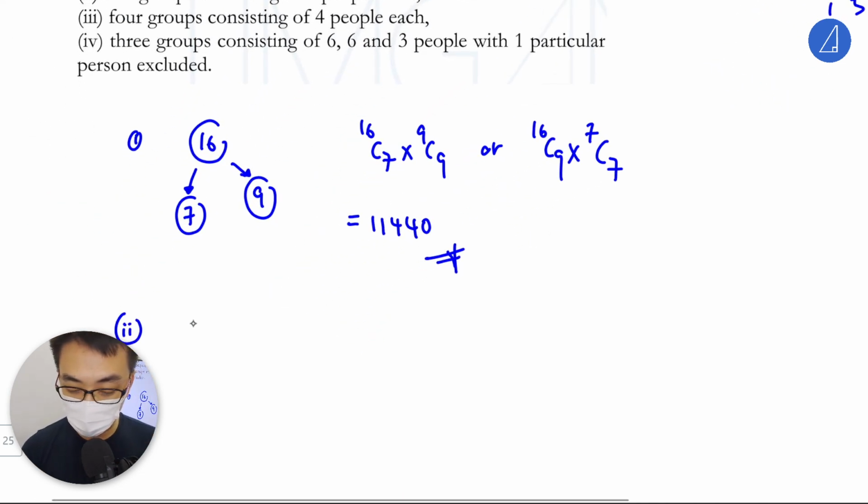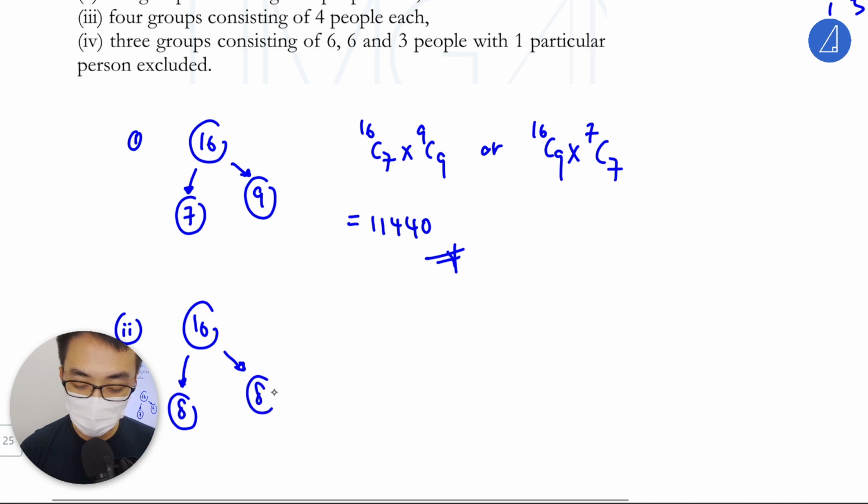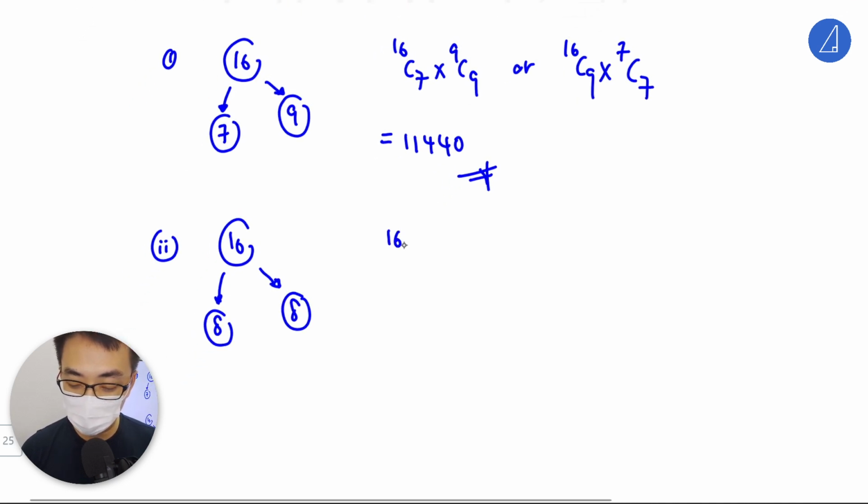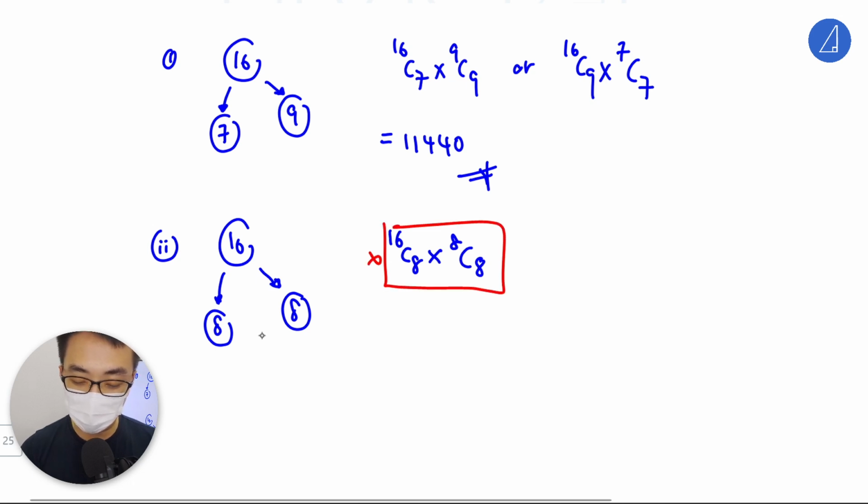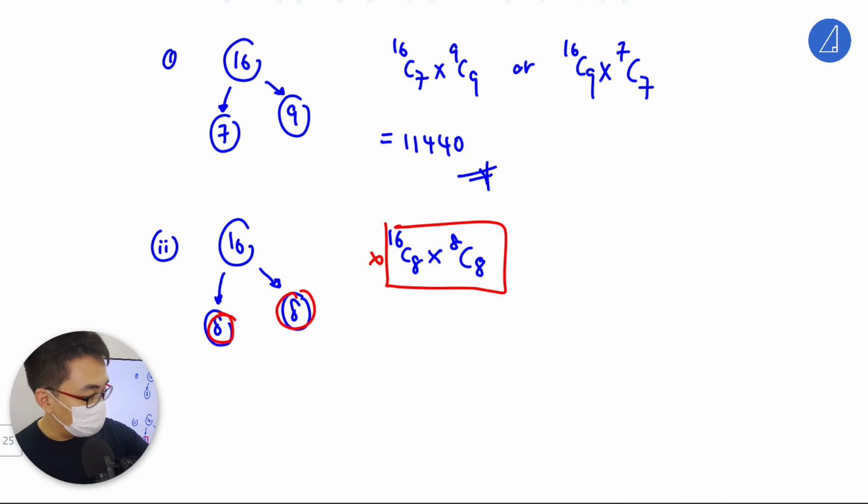This one is important. 6 and 8, right? A common mistake is students will write 16 choose 8 times 8 choose 8, and this is wrong. What you're not able to see is that these two groups are indistinguishable. If you have two groups and the groups are not named, there isn't any identifier.